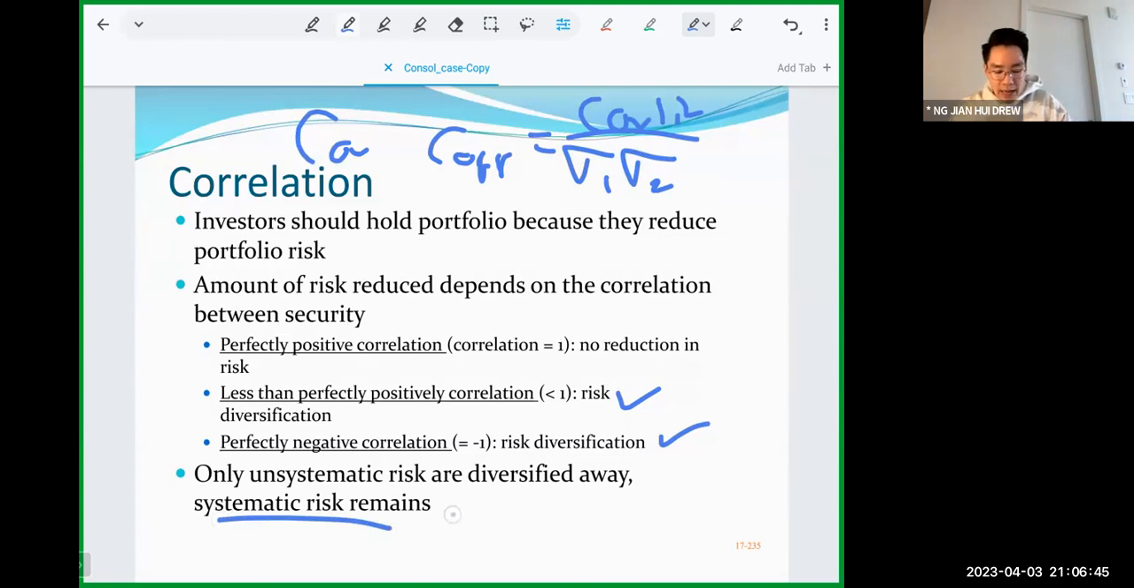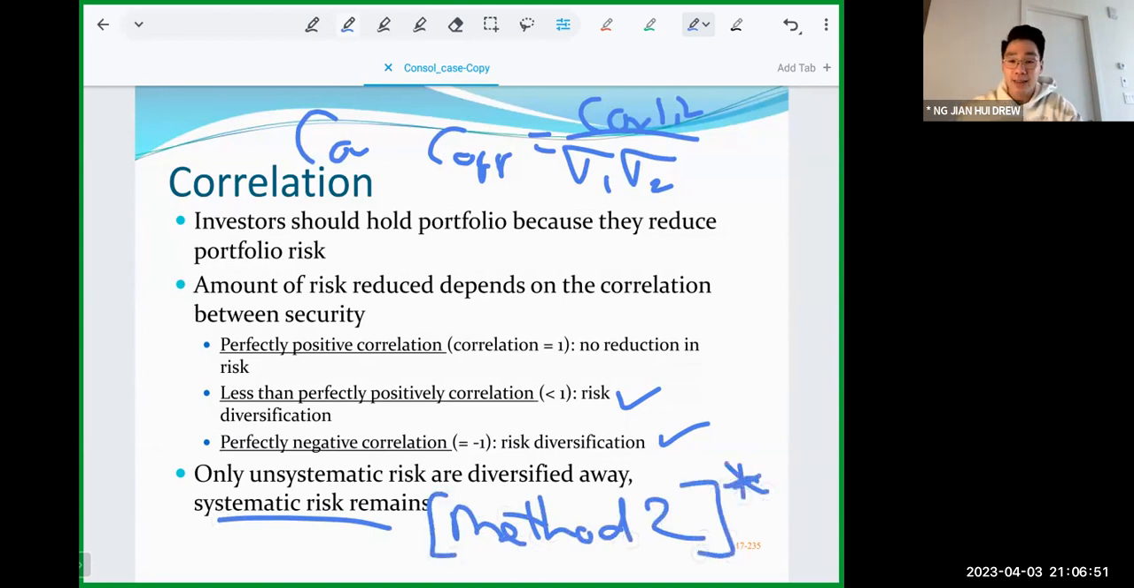Which is why I suggest method 2 as the more important method to understand. Although I must say you should be able to understand both methods, method 2 is more important because we are able to see in the formula the correlation component, which will impact the risk diversification, and in particular, the diversification of the unsystematic risk.